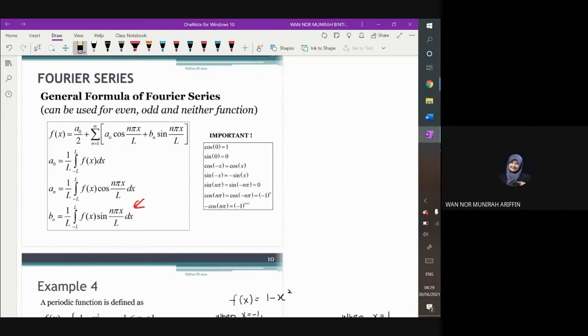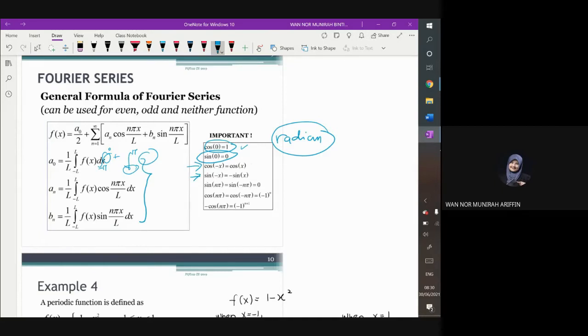Some important points. Throughout your calculation to get a naught, a_n and b_n, you will find that when you substitute the limits, for example from 0 to pi, and from negative pi to 0, you need to substitute cos 0, so cos 0 equals 1. If you don't believe, try pressing your calculator in radian mode, and you will find that cos 0 is always 1, sine 0 is 0. These two pieces of information were already discussed in the previous video.